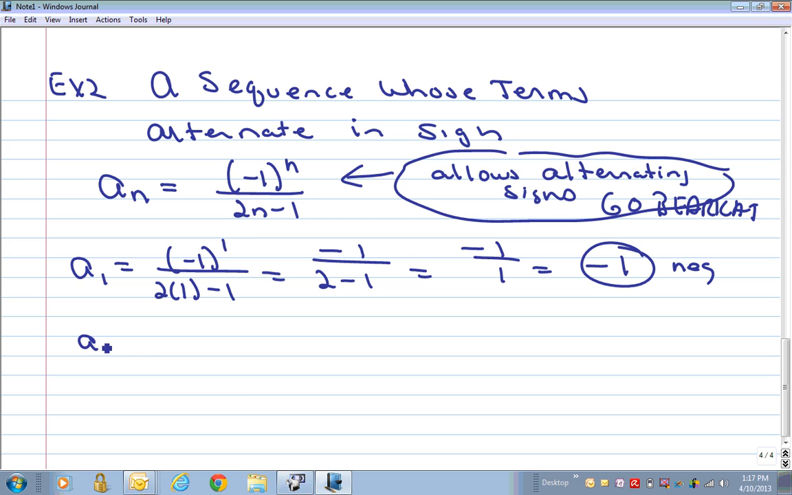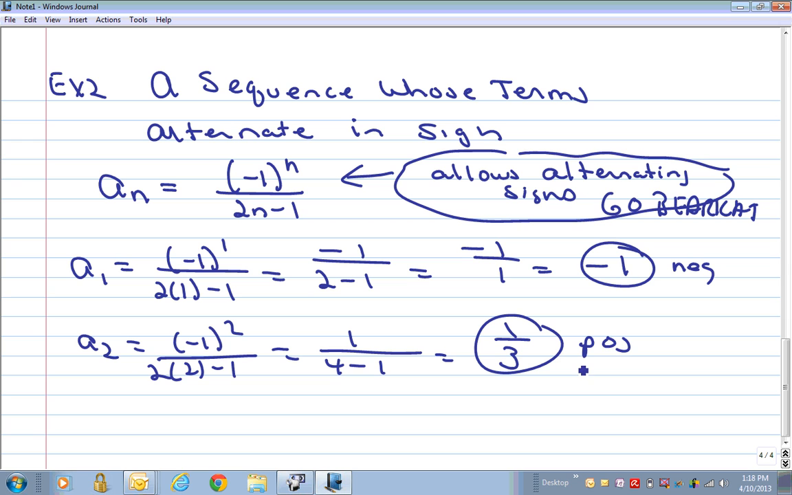Next, let's try a sub 2. A sub 2 would be our -1 squared over 2 times 2 minus 1. Well, a negative number to an even power is going to become a positive number. 2 times 2 would be 4 minus 1, and we would end up with 1/3, which is a positive output.